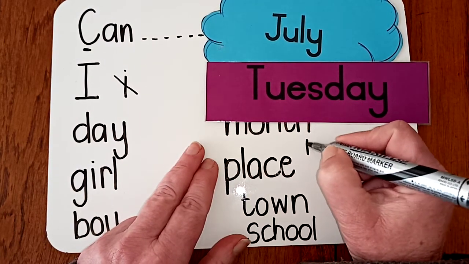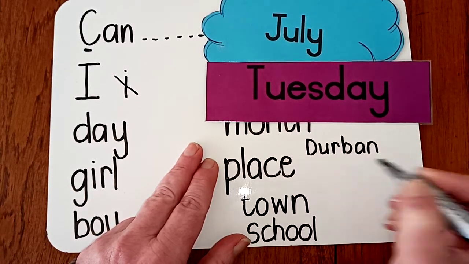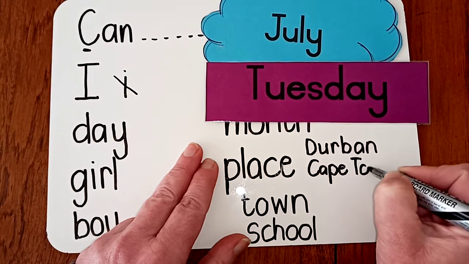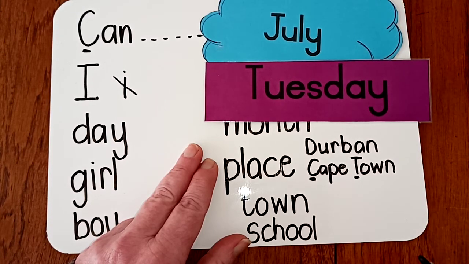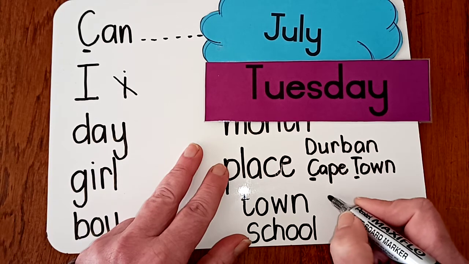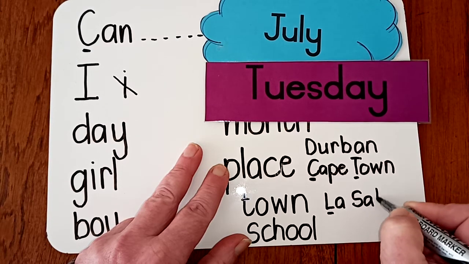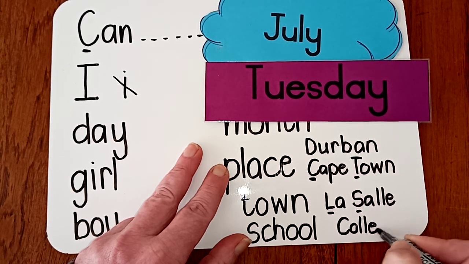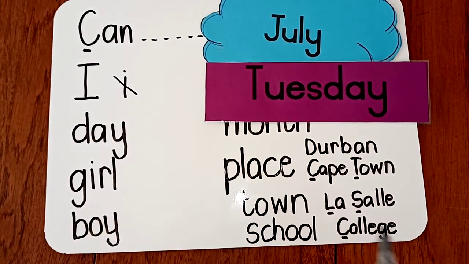So if we go to Durban, it has a capital. Cape Town, remember the word is Cape Town, and the whole word is the name of a place. So both letters must have a capital. And it's the same as our wonderful school or college. So it's La Salle College, capital, capital, capital, because that is the whole name of our school. All capitals. Right, so remember that. Durban, Cape Town, La Salle College.